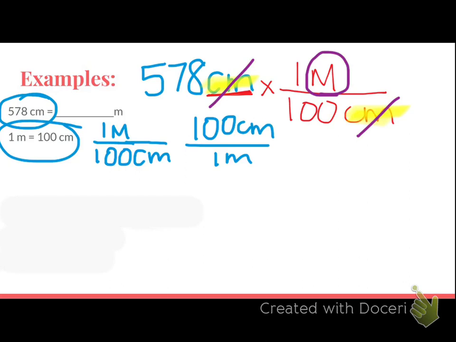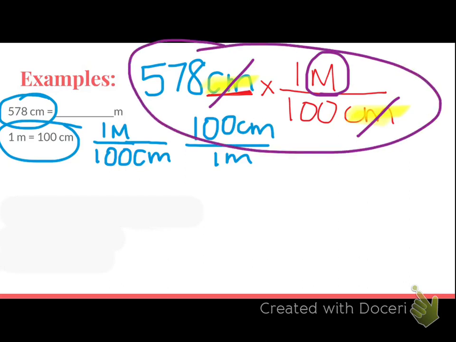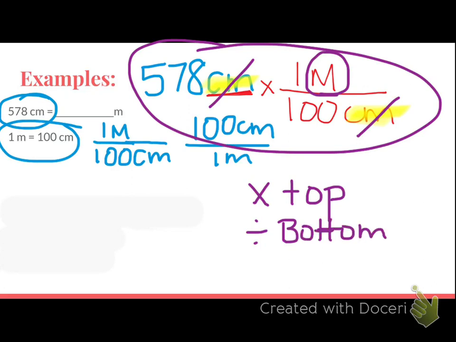Now what do? I'm still left with this. It kind of looks like a mess right now, right? So what you're going to do is you multiply across the top, and you are going to divide on the bottom. So get your calculator out, have that handy. What you're going to do is you're going to take 578, multiply that by 1, and then you are going to divide by 100.